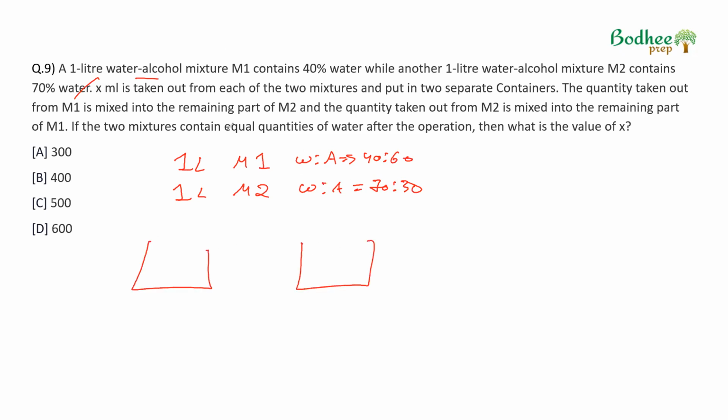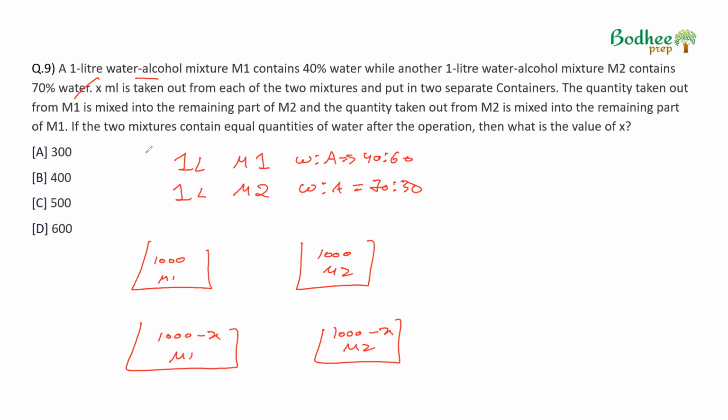Okay, X ml. So basically, initially there was 1000 ml of M1. Here there was 1000 ml of M2. X is taken out, so here we'll be left with 1000 minus X of M1. Here we'll be left with 1000 minus X of M2. Then the quantity taken from M1 is added to M2, and that taken out from M2 is mixed with the remaining part of M1. So here X amount of M2 is added, and here X amount of M1 is added.